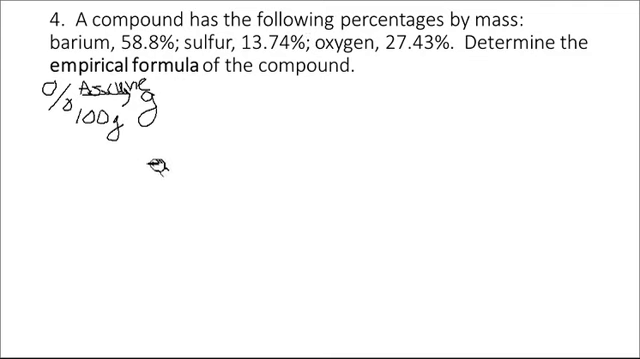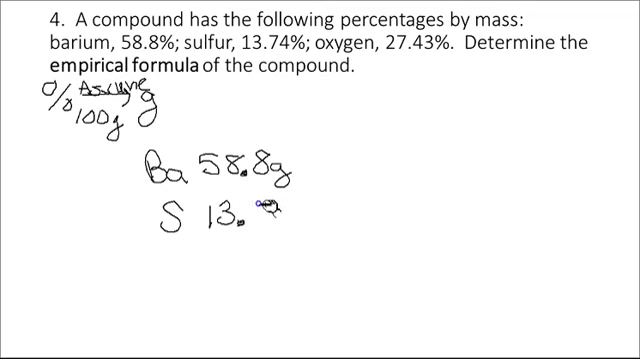So barium becomes 58.8 grams instead of percent. Sulfur becomes 13.74 grams instead of percent. And oxygen becomes 27.43 grams. Okay, so that's the first step.